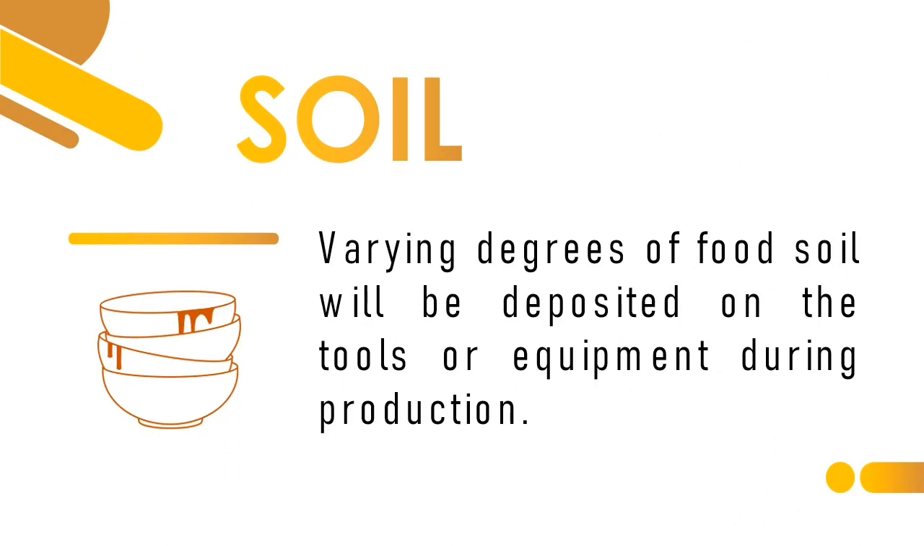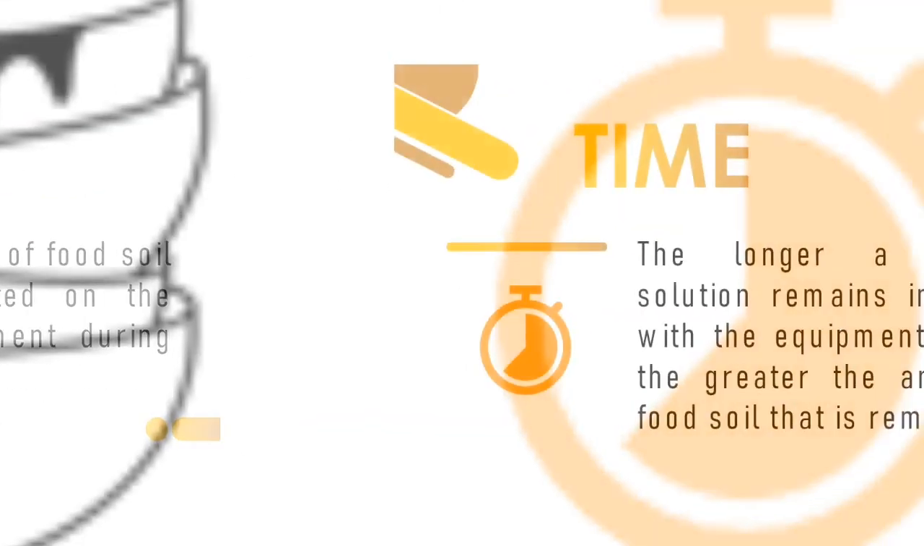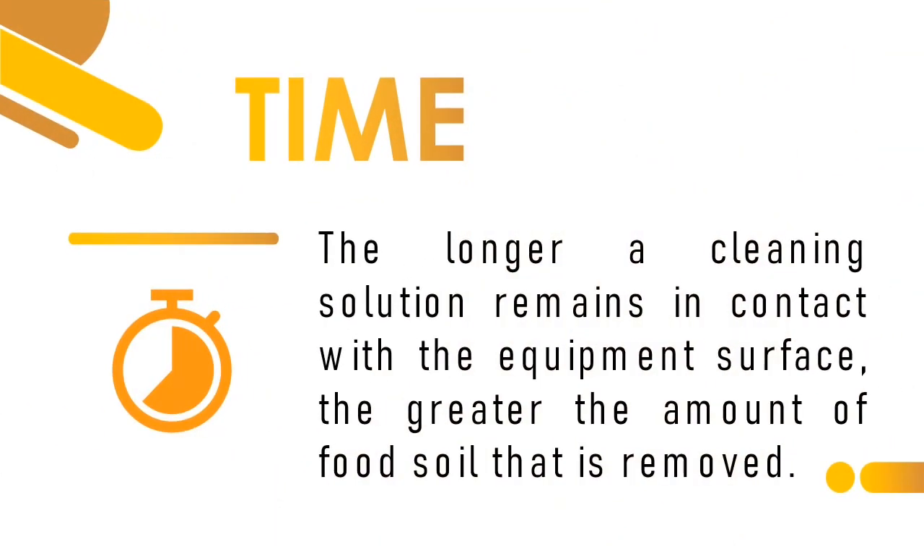Soil. Varying degrees of food soil will be deposited on the equipment during production. These food soils will require complete removal during the cleaning process and will affect the cleaning compound used, along with the method of cleaning. Time. The longer a cleaning solution remains in contact with the equipment surface, the greater amount of food soil that is removed. More time in contact with the soil reduces the chemical concentration requirements.